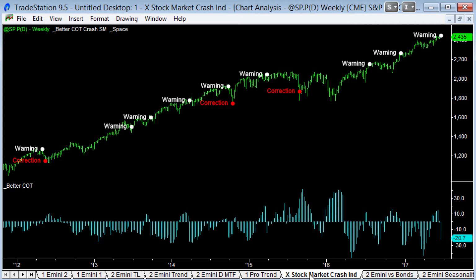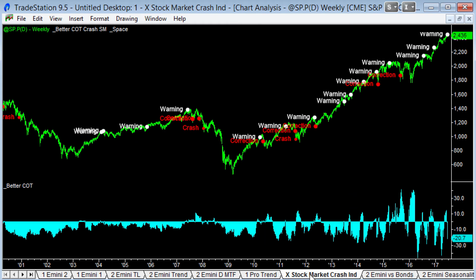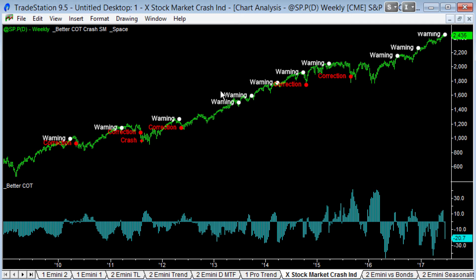However, we still have the stock market crash warning indicator, which was basically 3 lines of code using only the SP commitment of traders data to signal crashes and corrections. And when you look at it, it's been pretty handy to indicate those corrections and crashes. Corrections are a 10% down move in the stock market. A crash is a 20% or more move in the stock market. Not every warning signal ends up being a correction or a crash, but pretty much every correction or crash that we have had has been preceded by a warning signal.